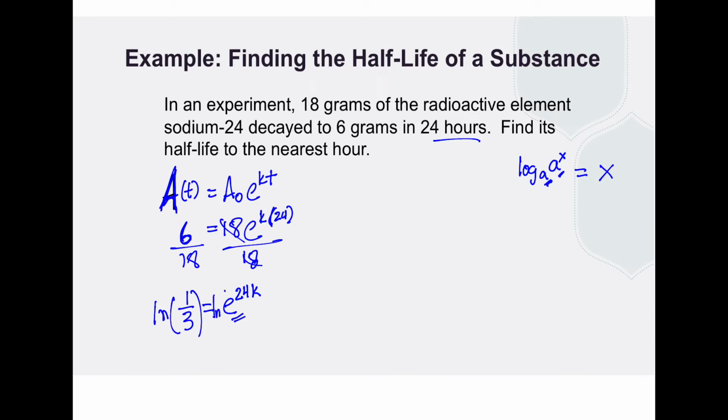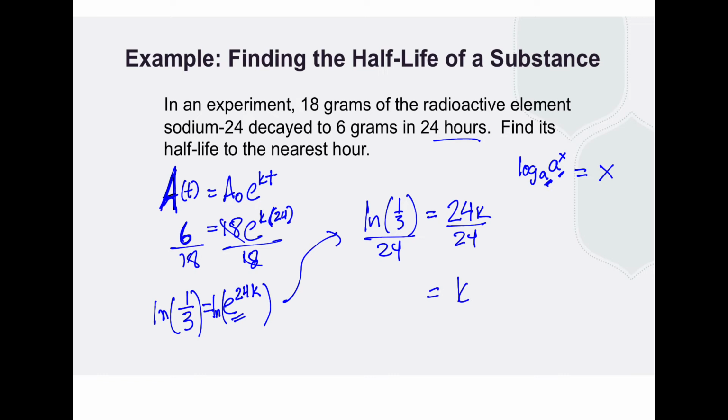But had this been some other base besides e, we would take the log of that base on both sides. All right, so rewriting this, I have the ln of 1/3 equal to 24k. My log base e of e just releases the exponent, and that's what I have over here. And then solving for k is simply a matter of dividing both sides by 24. So k I find is equal to the ln of 1/3 over 24.